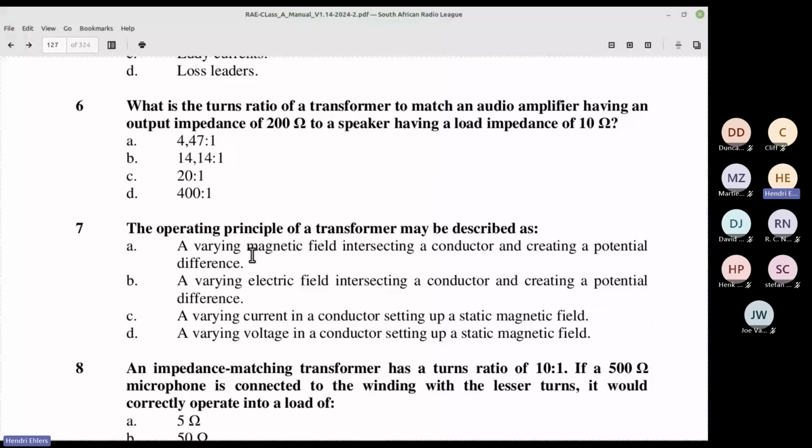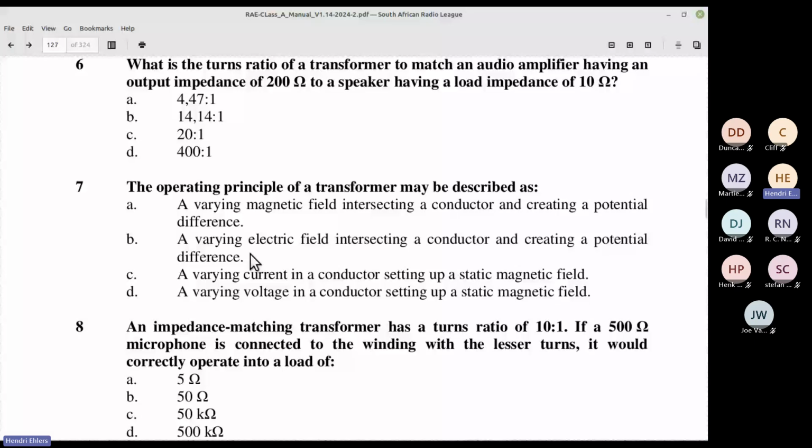What is the turns ratio of a transformer to match an audio amplifier having an output impedance of 200 ohms and a speaker having an impedance of 10 ohms? A, that's 4.47. Okay. Yeah, using the impedance ratio. How did you get to that answer? I squared it. I used the manipulation, so the square root of it. So you did do the calculation beforehand.